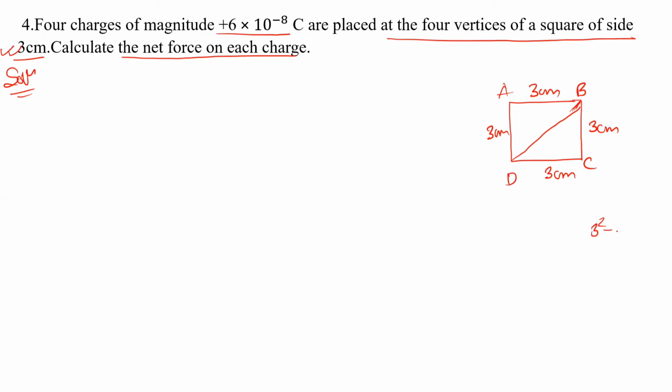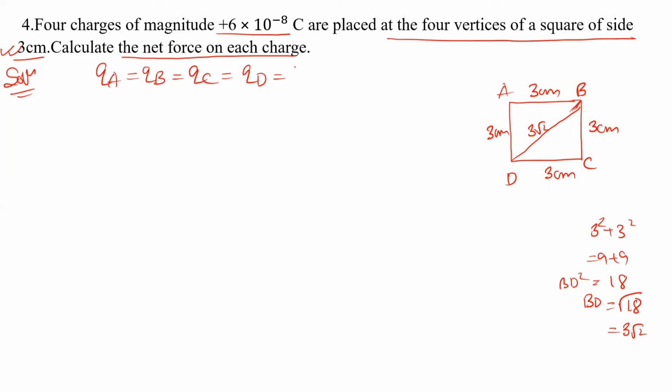The longest side will be 3 square plus 3 square, that is 9 plus 9, so it is 18. This is BD square. From here, you will get the diagonal to be root over 18, so it will give you 3 root 2. Clear? So here you get it to be 3 root 2. We will convert it into meter and write 3 root 2 into 10 to the power minus 2, just 10 to the power minus 2 is multiplied. So here, the charge at vertex A equals the charge at vertex B, equals the charge at vertex C, equals the charge at vertex D, which is 6 into 10 to the power minus 8 Coulomb.